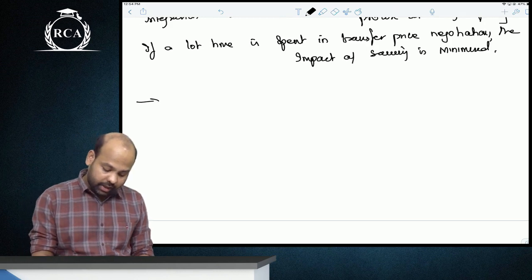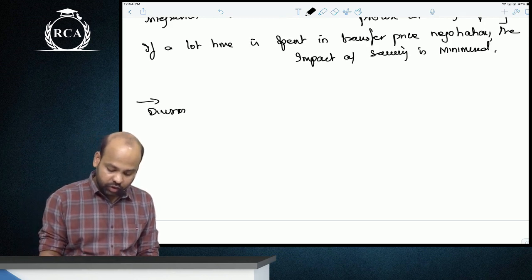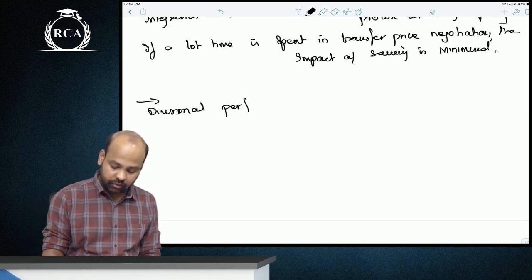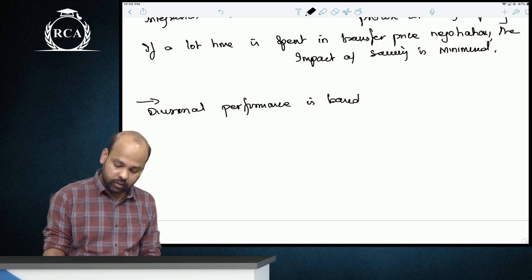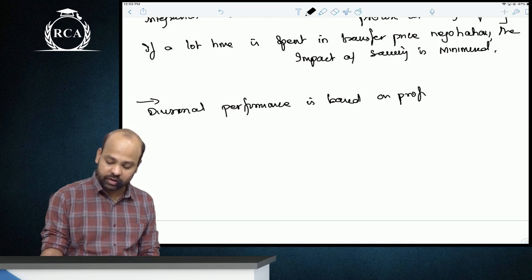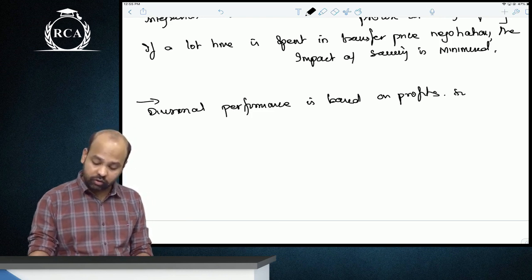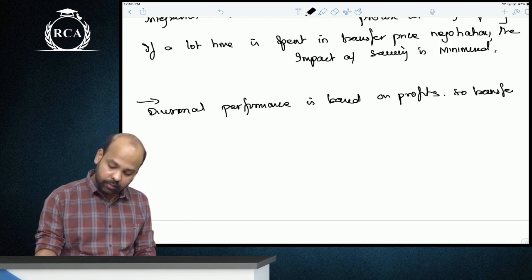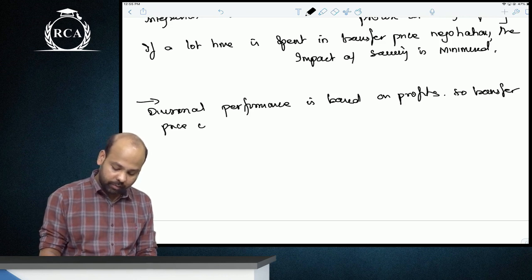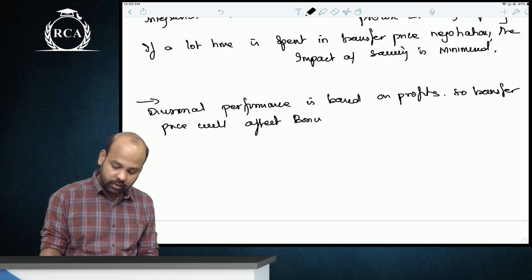Let us not forget, guys, that divisional performance is usually based on profits. Yes or no? So transfer price will affect bonus. So those people will have a personal interest, for sure.